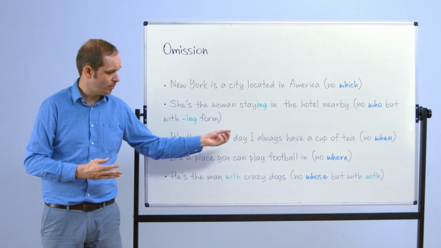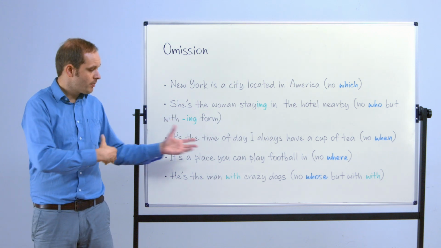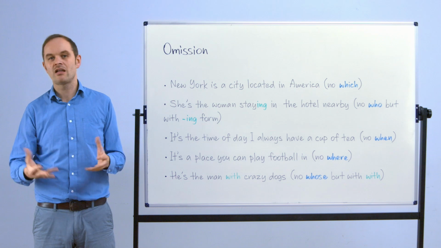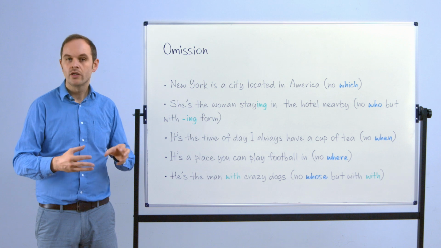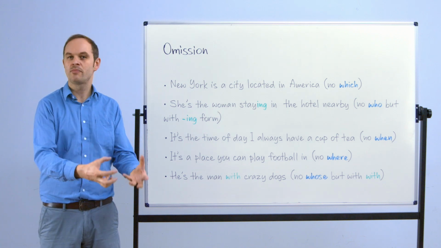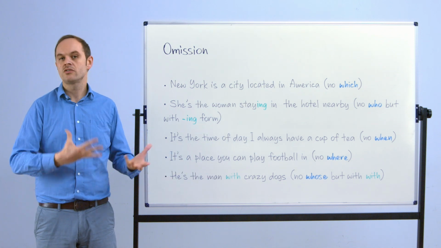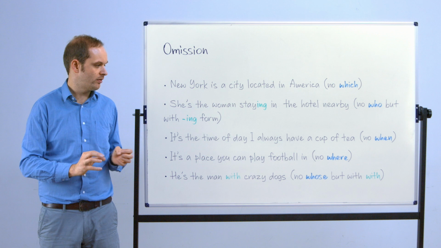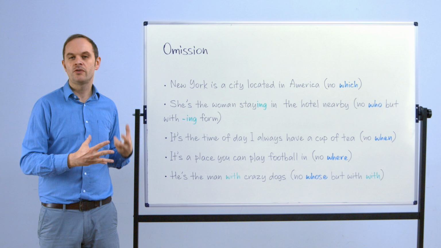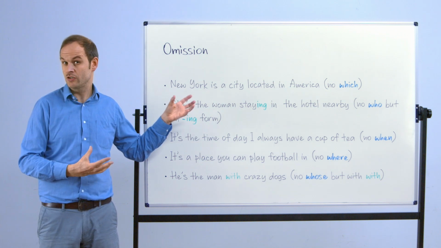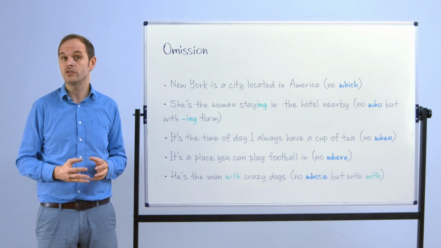It's a place where you can play football in. So again, we're not specifying the location with a relative clause because based on the information we have, it's very clear. He's the man with crazy dogs. So this time, we're not using whose to describe the fact that he possesses them. And in fact, we've replaced it with the preposition with, because that information is all contained in the sentence. And by including with, we don't actually need whose. And like I've said before, don't worry too much if you're not feeling very confident about doing this yourself. This is more about noticing information and understanding the alternatives available to you.